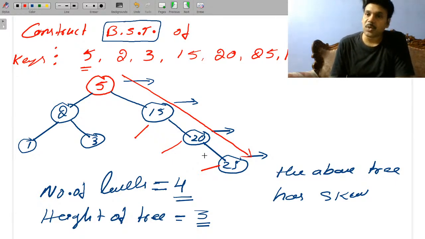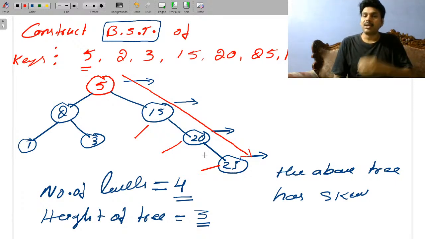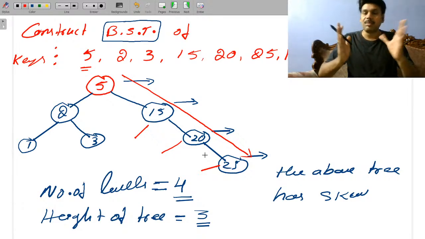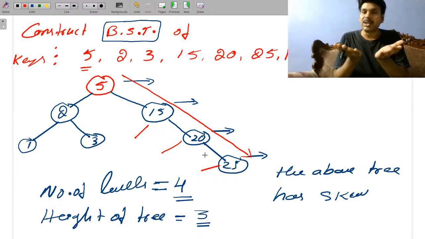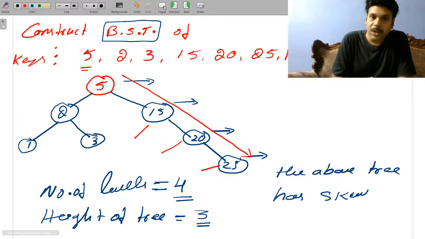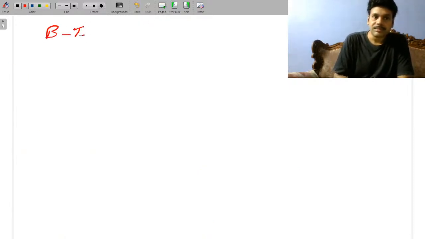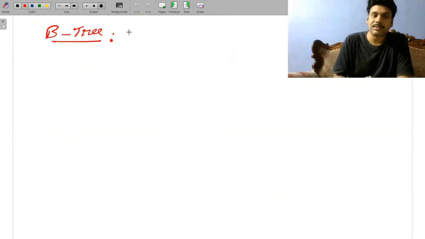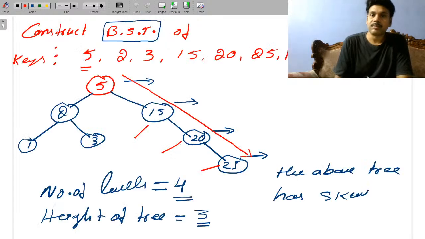So in order to avoid these problems, now I'm constructing a B tree. The construction is the only difference between B tree and B plus tree. Today I'm going to present the way B trees and B plus trees are constructed. By knowing the construction, you understand the formula of a B tree as well as B plus tree. Nothing to learn by heart. Please observe the same keys. Now let me construct a B tree with the same keys: 5, 2, 3, 15, 20, 25, 1.